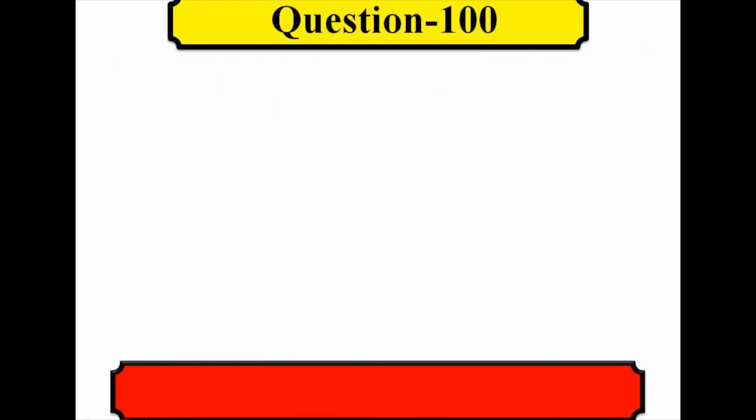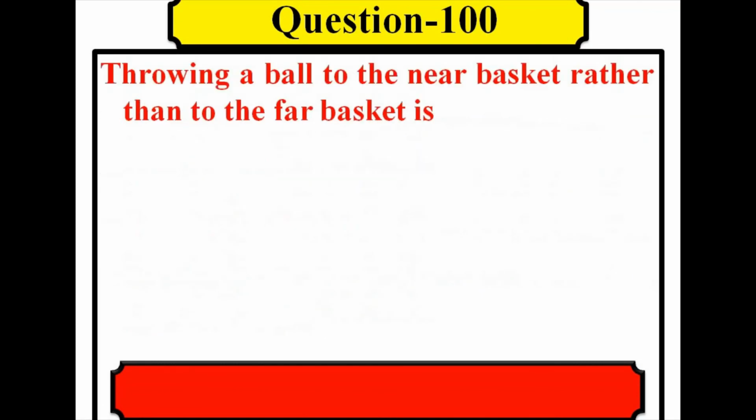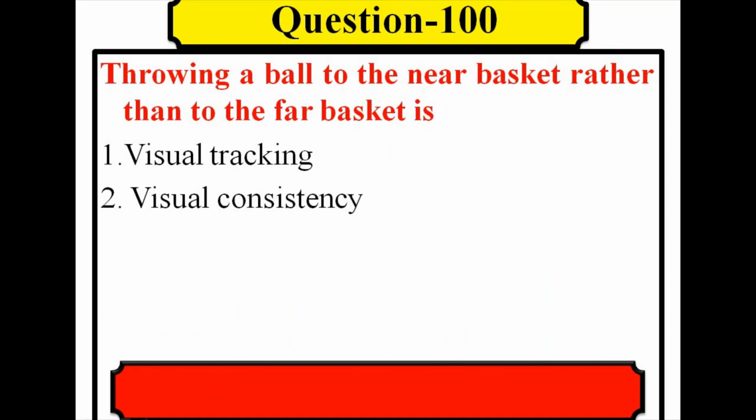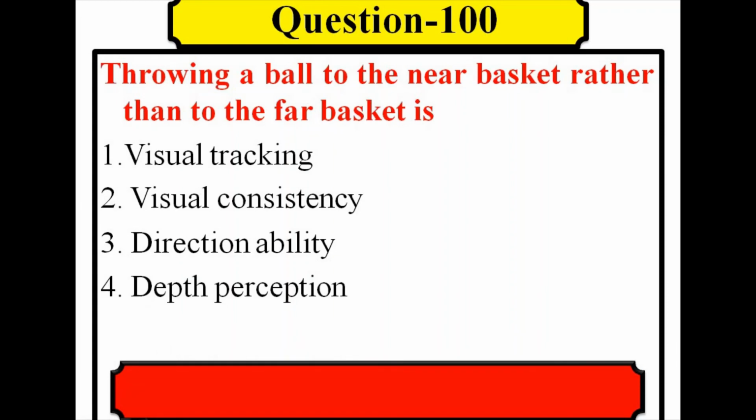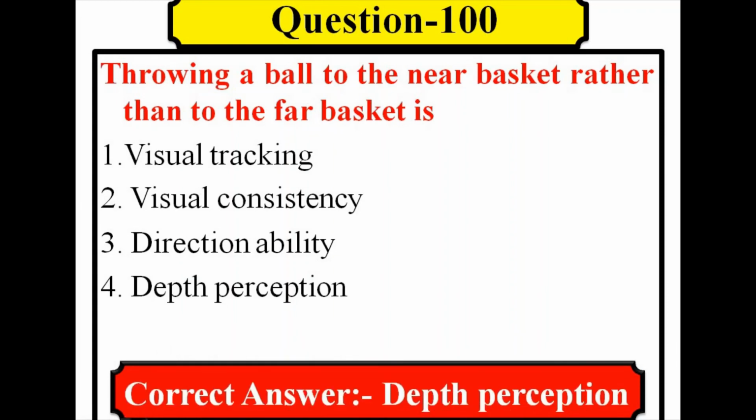Question 100. Throwing a ball to the near basket rather than to the far basket is 1. Visual tracking, 2. Visual consistency, 3. Direction ability, 4. Depth perception. Correct answer: depth perception.